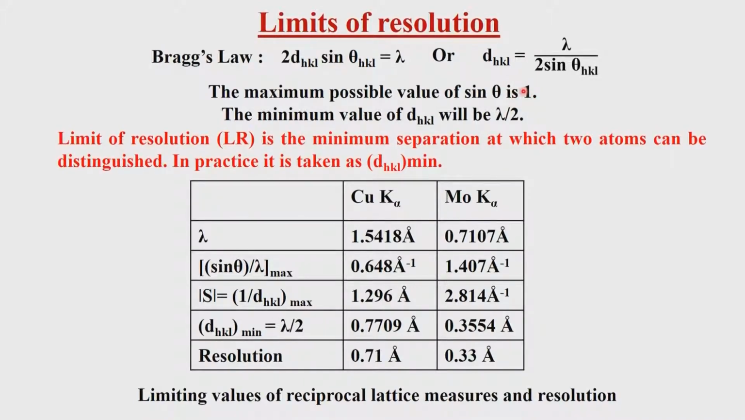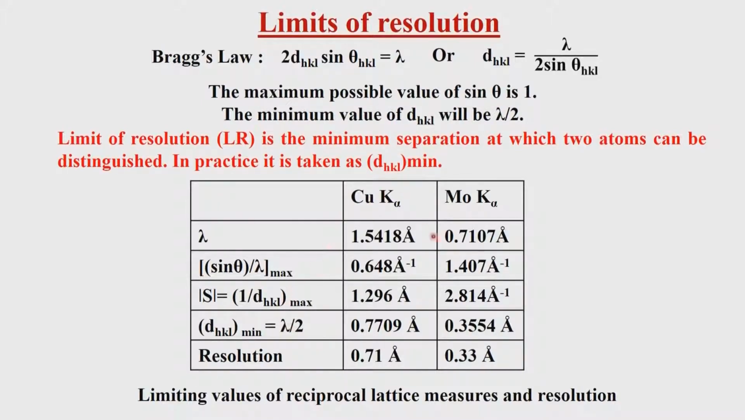Sin theta is 1, but sin theta by lambda, where lambda is, let us say, 0.7, is much higher than the value of sin theta, and therefore we can get access to diffraction beyond sin theta by lambda 1. And the minimum value of d of HKL, as we have seen, is lambda by 2.